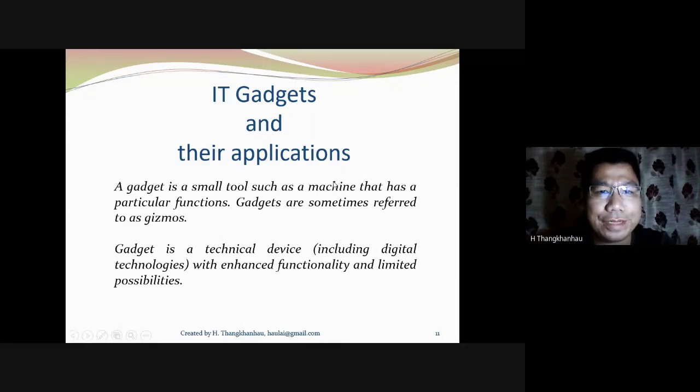So first of all, let us try to define what is IT gadgets. A gadget is a small tool such as a machine that has particular functions. Okay, gadgets are sometimes referred to as gizmos. So gadget and gizmo are the same.